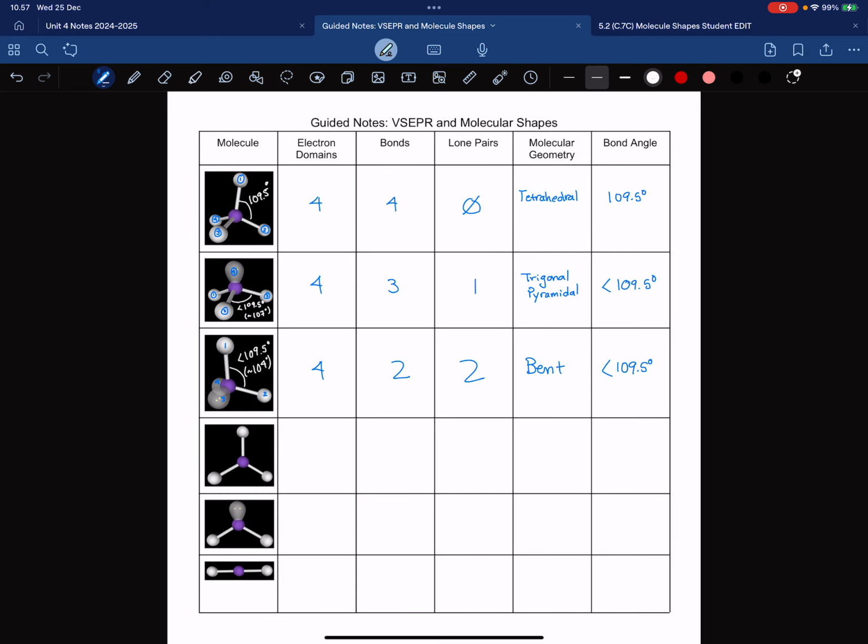Now, those are all of the ones that have 4 electron domains. Actually, let me use a different color for that. Okay, so those are all the ones that have 4 electron domains. And so I will pull those together with that color. All right.